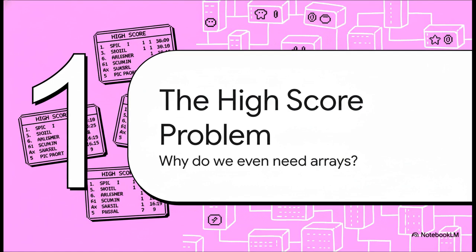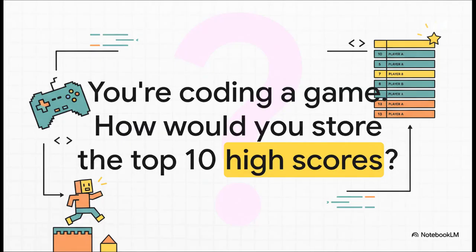All right, first up, the high score problem. Before we get buried in definitions, it's so much more useful to understand the kind of problem that arrays were invented to solve. So, let's imagine for a second, you're a programmer. You've just coded an awesome game, and now you have to figure out how to store the top 10 high scores. How are you actually going to do that in your code? Just think about it for a sec.